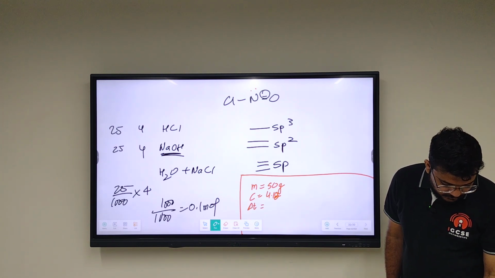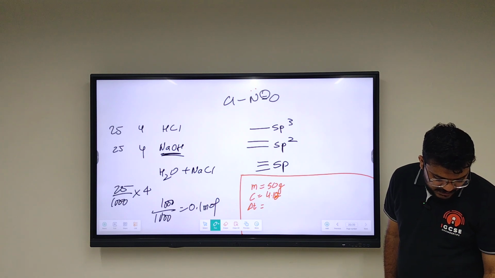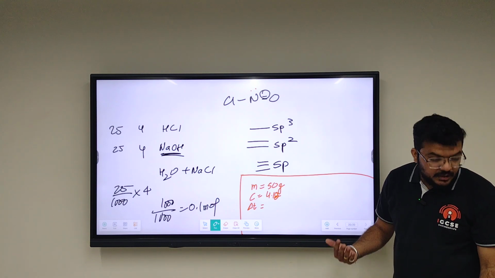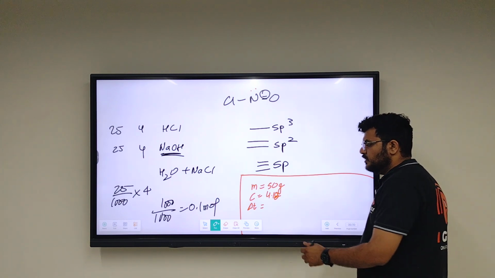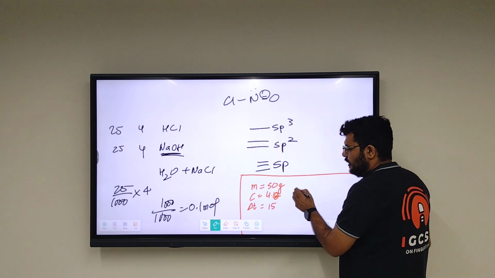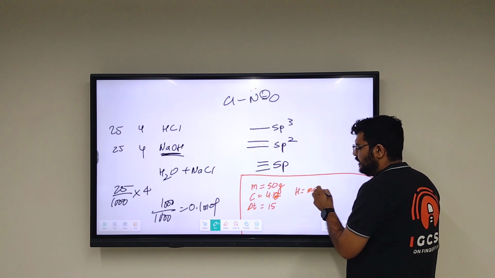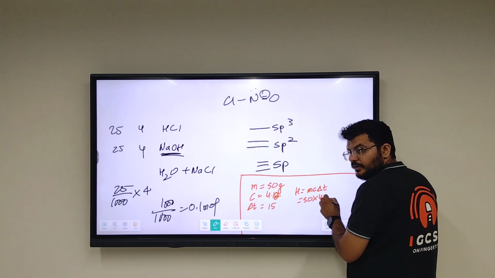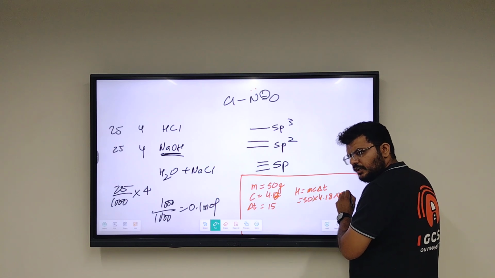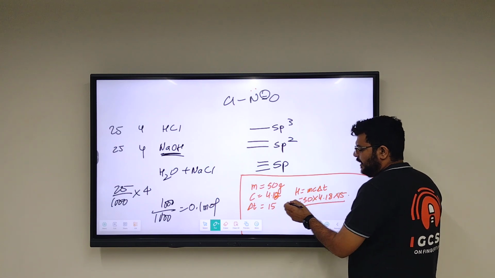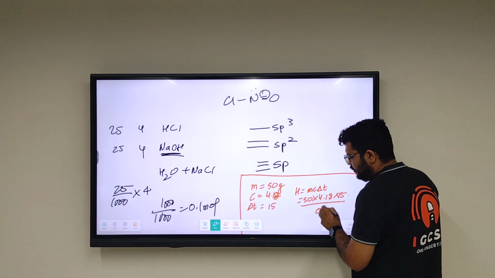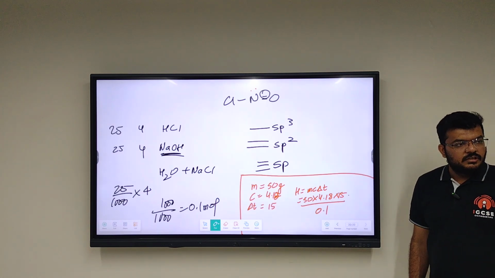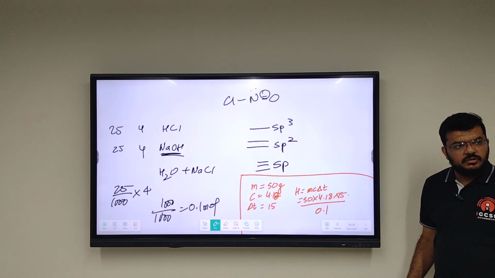The initial temperature of both solutions is 15. Maximum temperature recorded was 30. So delta T is 15. H is equal to MC delta T. So 50 into 4.18 into 15 divided by 0.1 will give you the answer in kilojoule per mole.